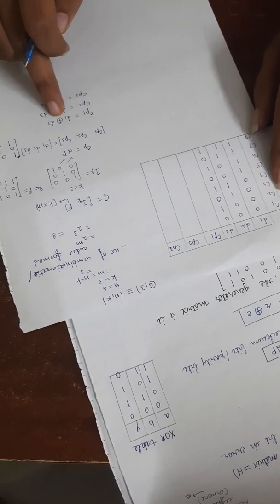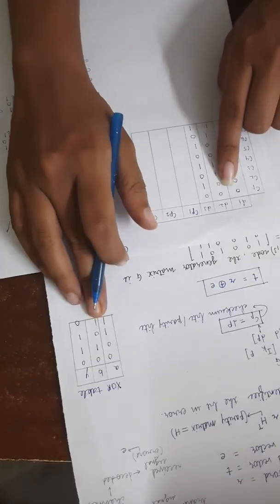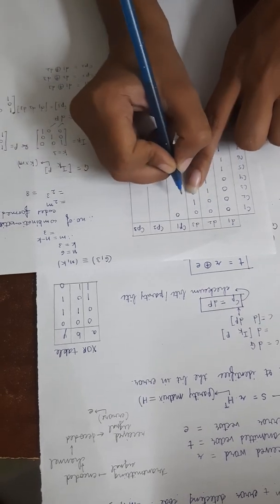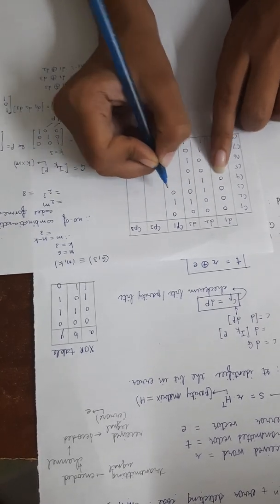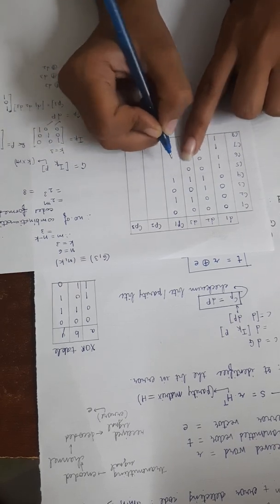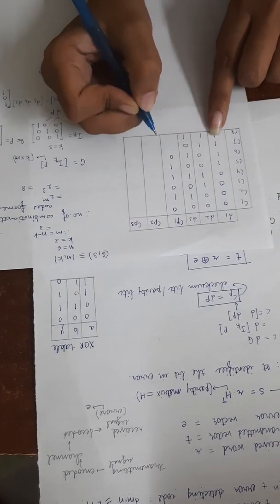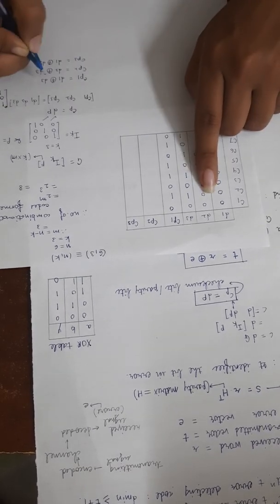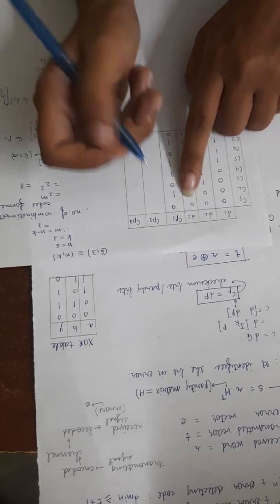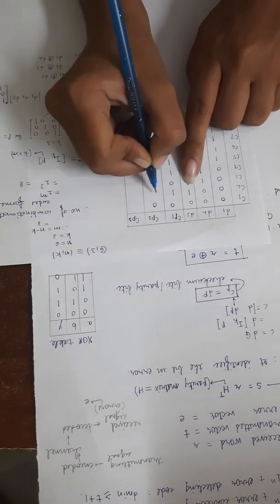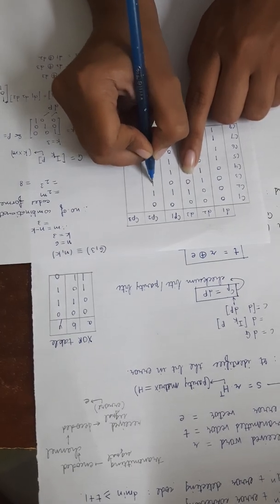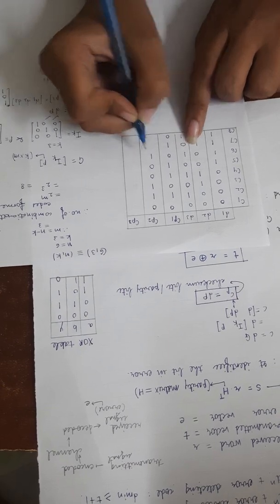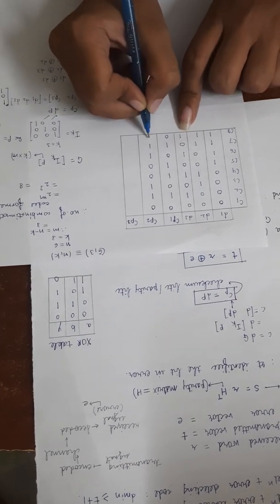Therefore CP1 is equal to D1 XOR D3. So we know the table of XOR: 0 XOR 0 is 0, 0 XOR 1 is 1, 1 XOR 0 is 1, 1 XOR 1 is 0. Similarly, CP2 is D2 XOR D3. Therefore 0 XOR 0 is 0, 0 XOR 1 is 1, 1 XOR 0 is 1, 1 XOR 1 is 0, and the same again for the remaining rows.